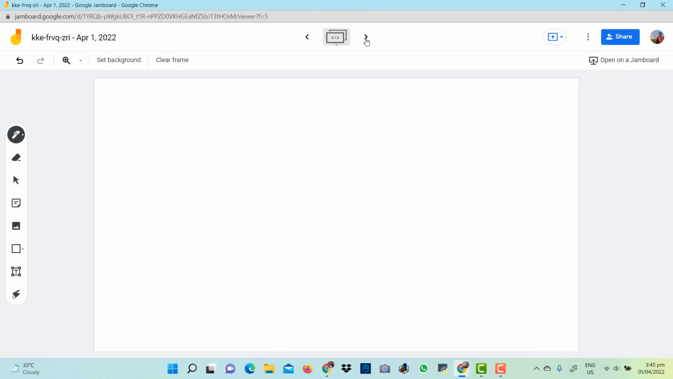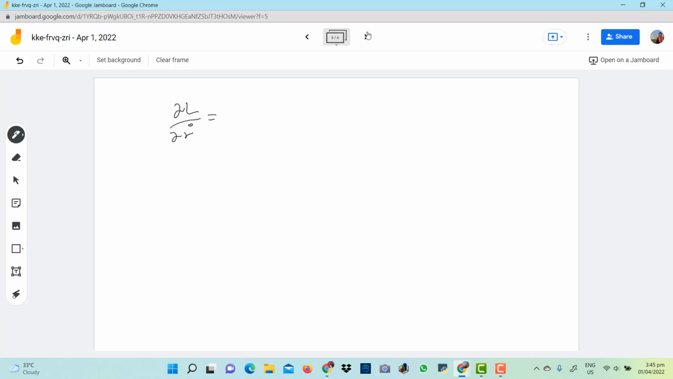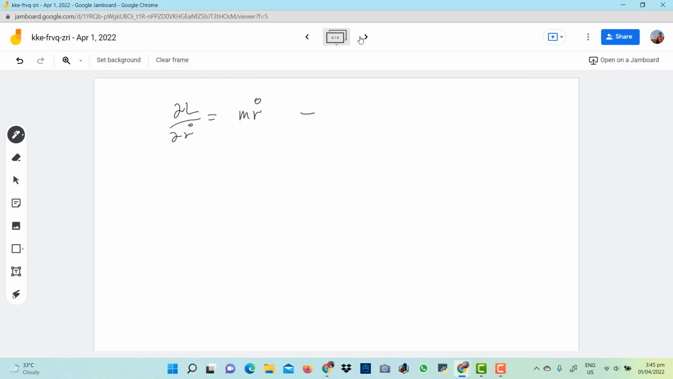I know that partial L with respect to r dot is just the first term, the translational kinetic energy, which is the one that survives. So I think that's m r dot. That's m r dot only. And then doing the total derivative, d dt of m r dot, that's equal to m r double dot. So therefore, the equation of motion is just this.